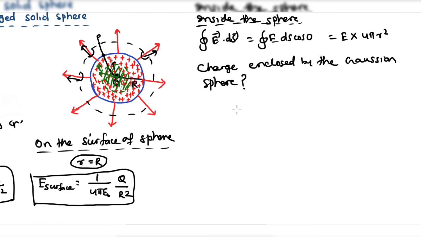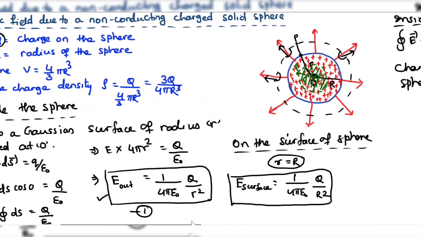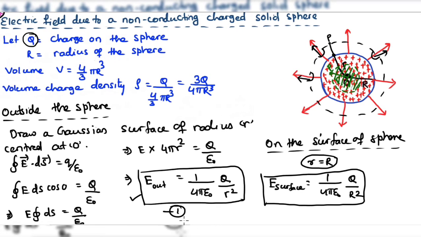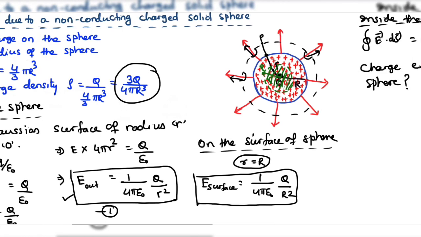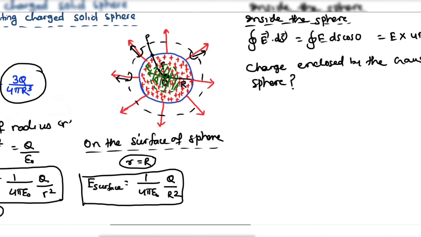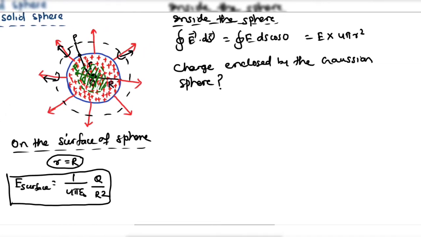So students, we have already derived the expression for the volume charge density. So rho is equal to how much? Rho is equal to this much, 3q by 4 pi r cube. Means in unit volume, the amount of charge present is 3q by 4 pi r cube. So the charge enclosed by the Gaussian surface will be how much? Small q is equal to volume charge density rho into volume of this Gaussian sphere.